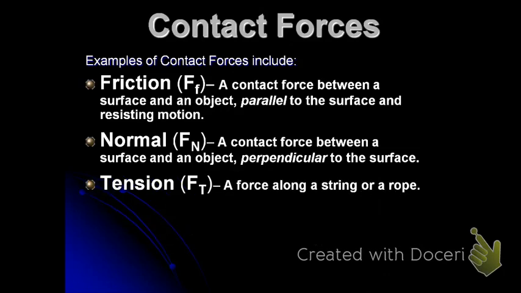The next one is called a tension force. Tension, F_t, is a force along a string or a rope. And a tension force is always a pulling force, and it's in the direction of the string or the rope.